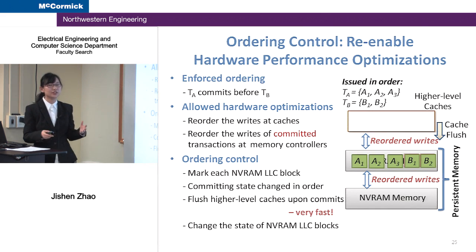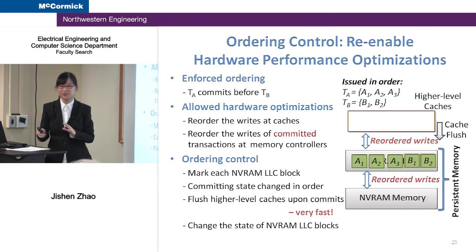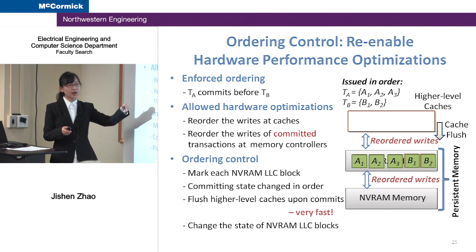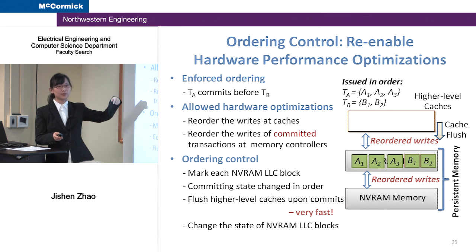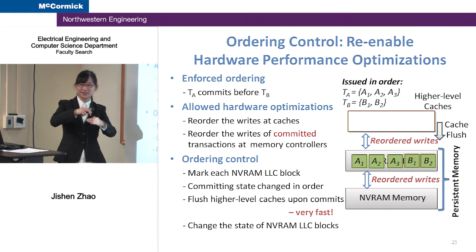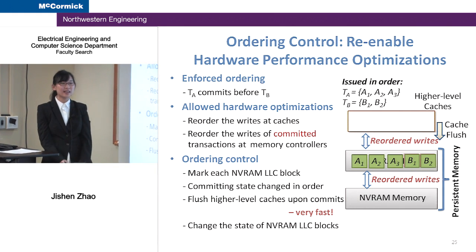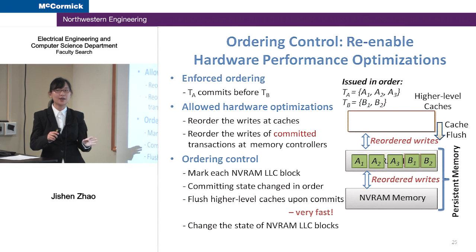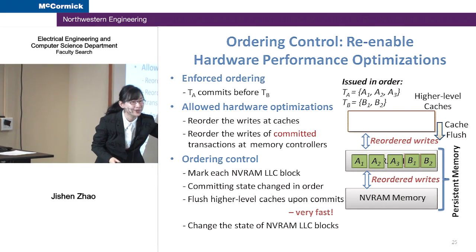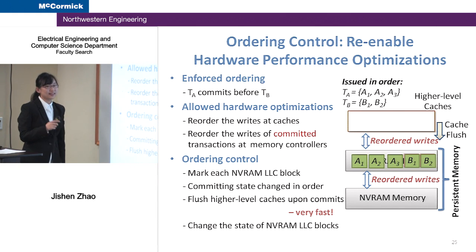Note that the cache flush can be performed really fast, much faster than before, for two reasons. One is that now we only need to flush the cache blocks from the high level cache to the last level cache rather than all the way down to the main memory. So the distance is shorter, obviously. And also we can leverage the high memory bandwidth in the cache hierarchy rather than the narrow bus to the memory.